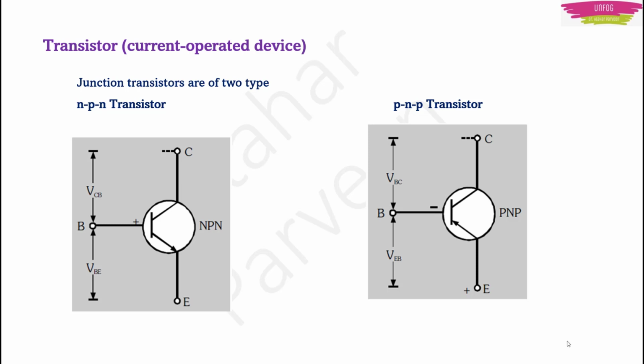This I am just telling you about the symbols, how you draw the transistor. The transistor will have one emitter, collector and base. Only so much you remember now. Then I will go into more detail.